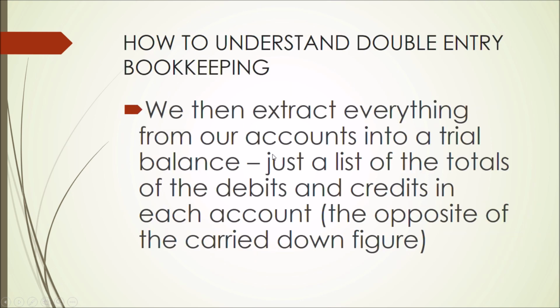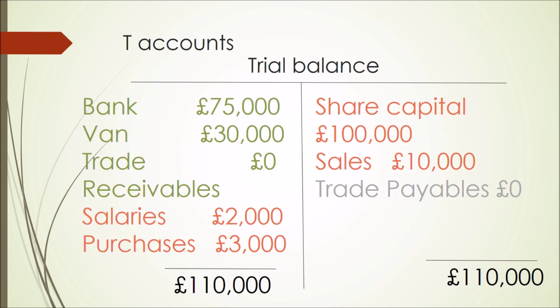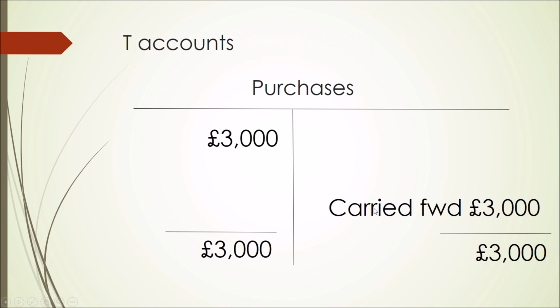Okay. Now, what we do then, a bit like when you shook out all your cups, is we extract all of those amounts from those big T accounts and put them into something called a trial balance. So we add up these totals of debits and credits in each account. The opposite side of that carried down figure, sometimes called the carried forward figure as well. So that's how it would look. There's our trial balance. Here's our debits on this side, and here's our credits on this side. The reason these carried down figures go there is that you're posting one to there and the other one to the trial balance.